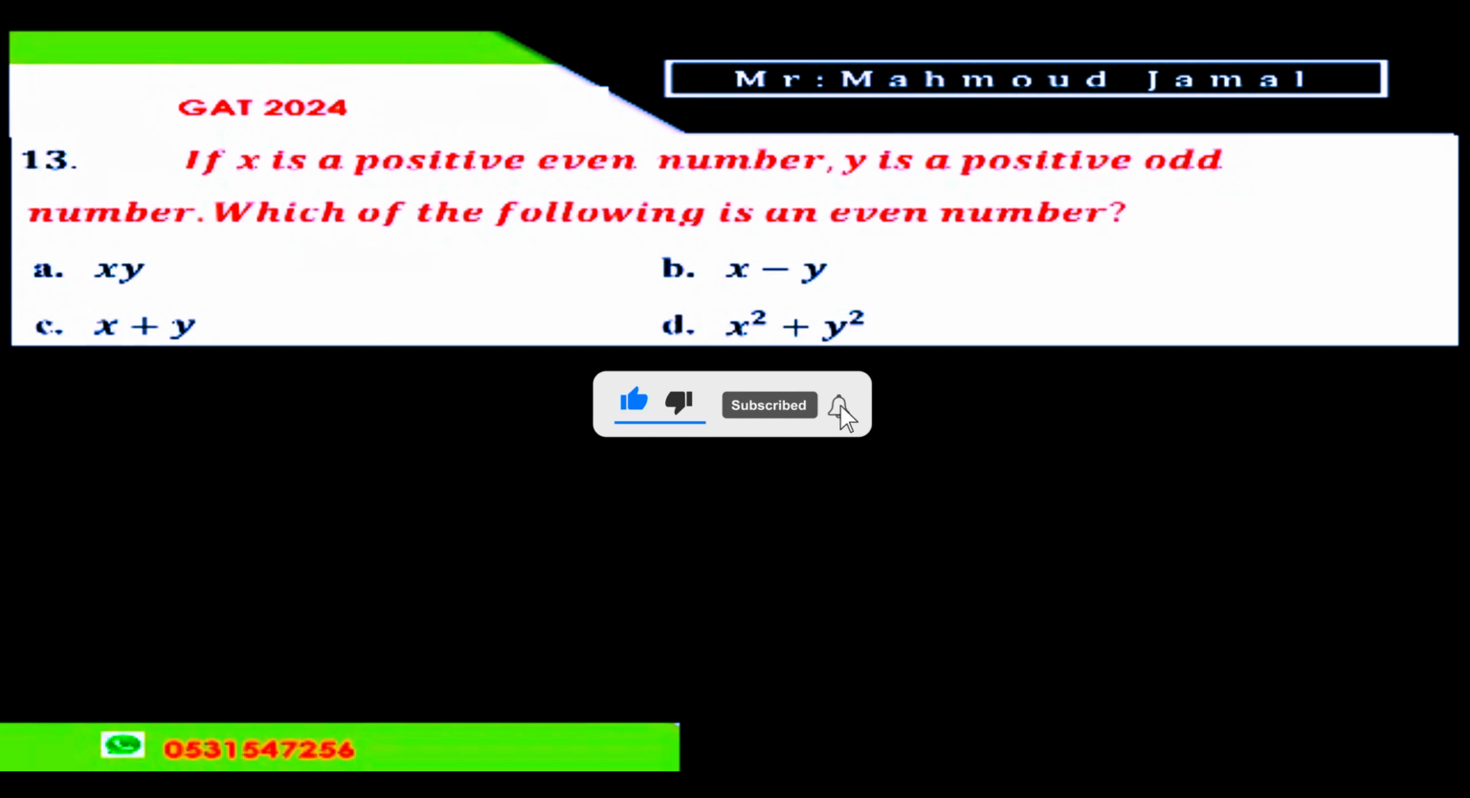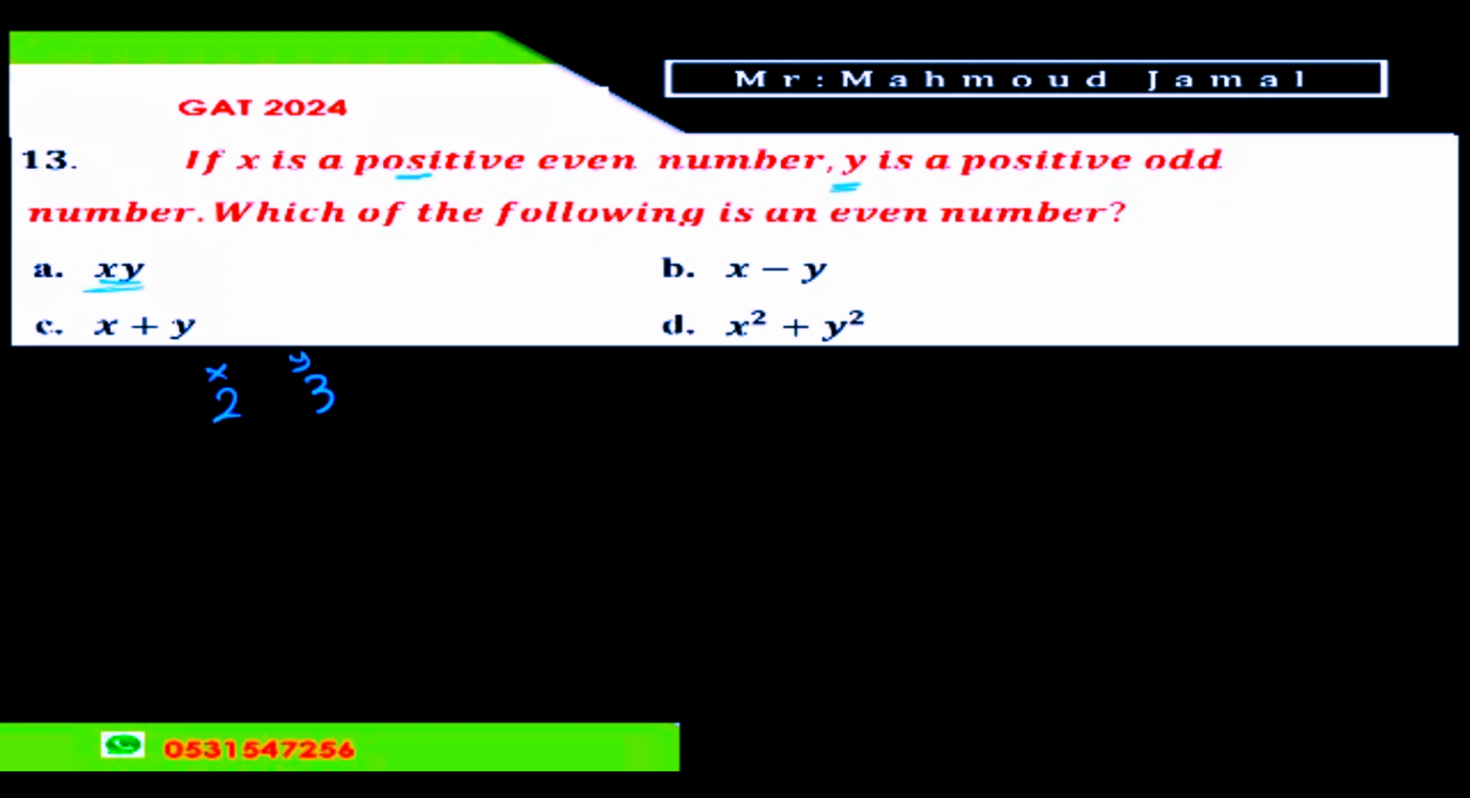If x is a positive even number and y is a positive odd number, which of the following is an even number? X is a positive even number, like 2. Y is a positive odd number, like 3. This is x and this is y. xy is going to be what? 2 times 3 is 6. This is an even number. This is the correct answer.